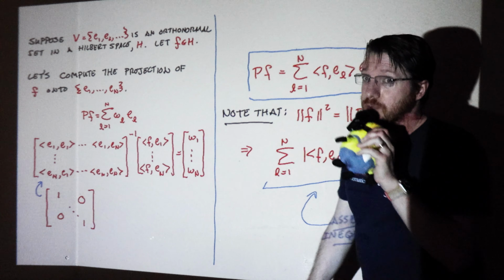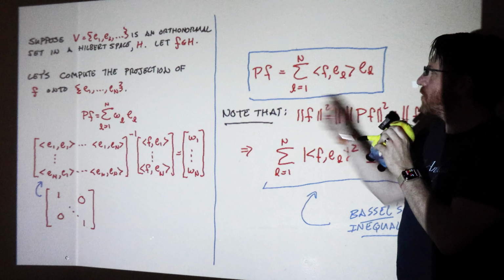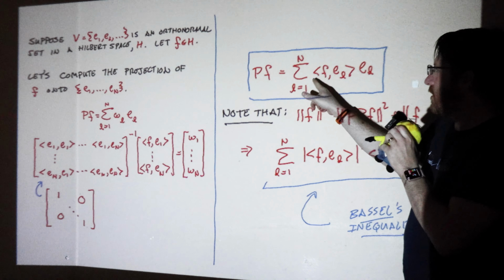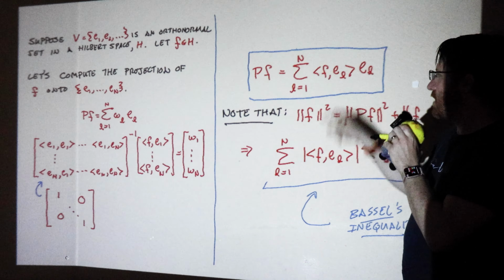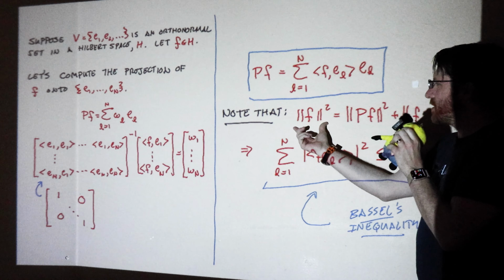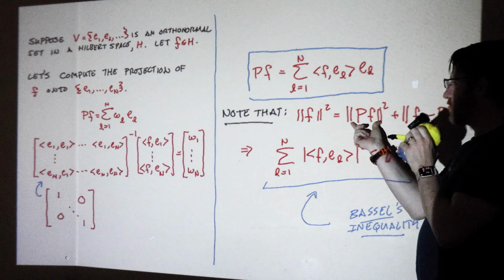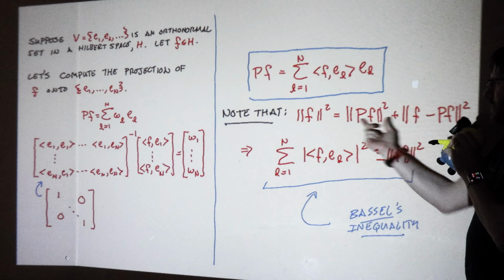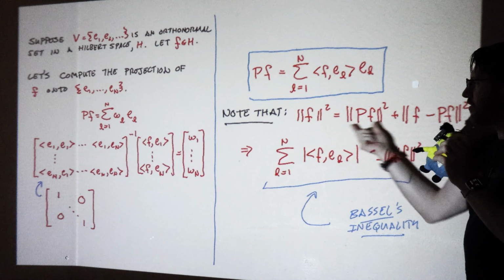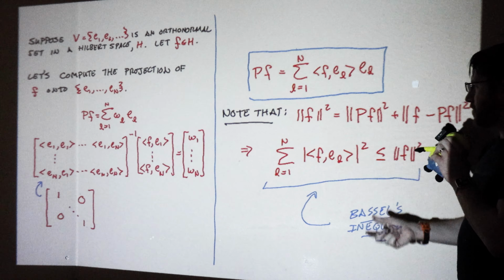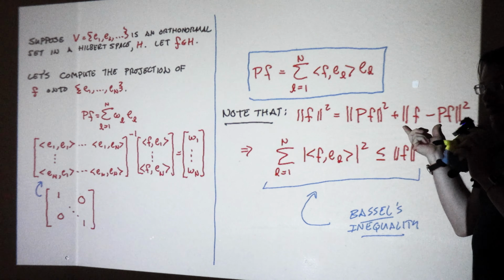And a lot easier than inverting a matrix. This is what we get. This is how we write it out. The projection of F is equal to the sum from L equals 1 to N of the inner product of F with e_L times e_L. The Pythagorean theorem basically says that if you take F and look at its projection, and F minus its projection, these two are orthogonal, so we can write the norm squared of F is equal to the norm squared of the projection plus the orthogonal complement squared.